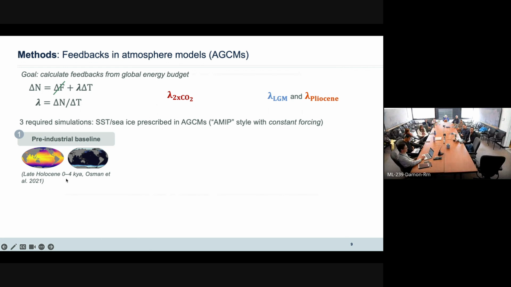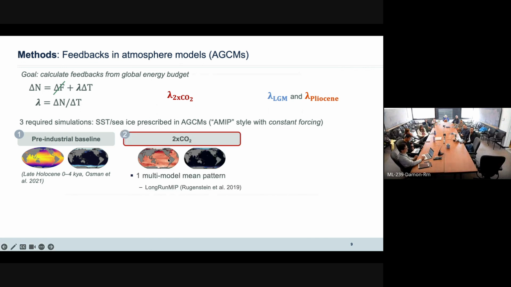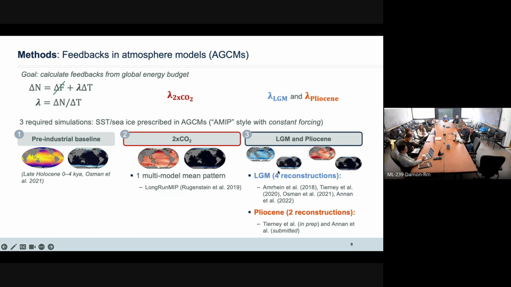So we first run a pre-industrial baseline simulation in the atmosphere models, using the late Holocene reconstruction from Osman et al. And then we run that pattern from LongRunMIP that represents the equilibrium response to a CO2 doubling. And then we run a few different patterns, all 4 of these different reconstructions and some N members from their ensemble, for the LGM and also for the Pliocene. That gives us a little bit of a spread in the feedbacks from the paleo record that comes from uncertainty in the reconstructions.